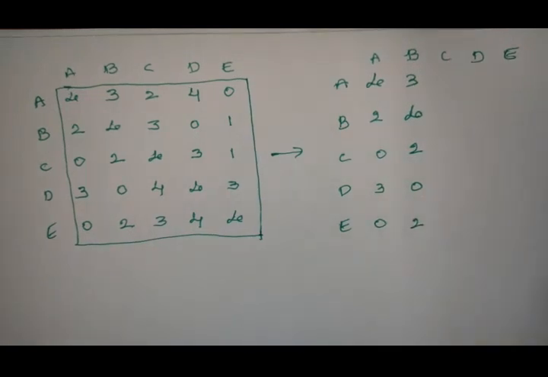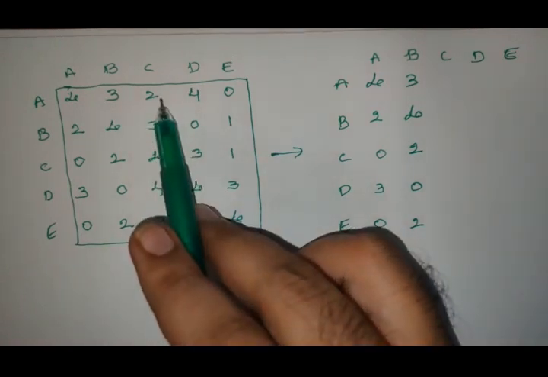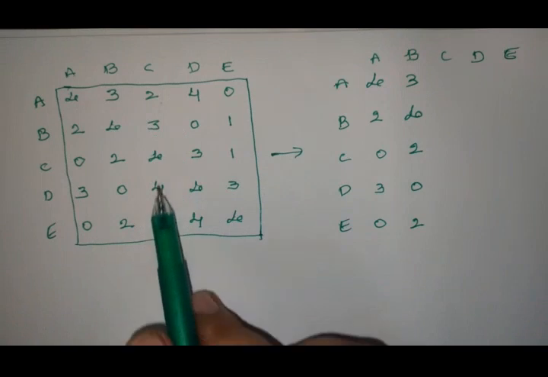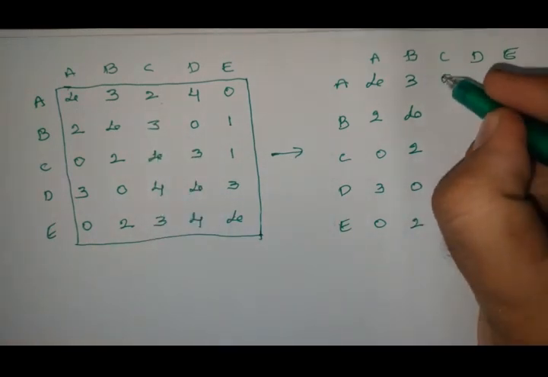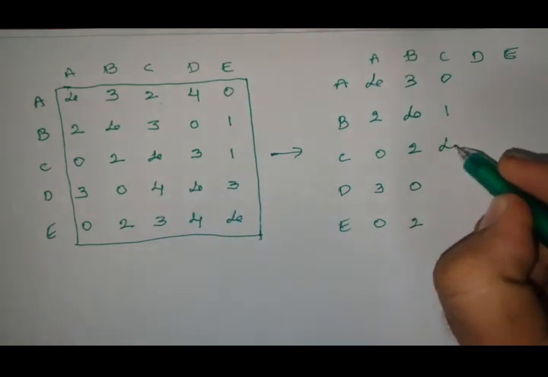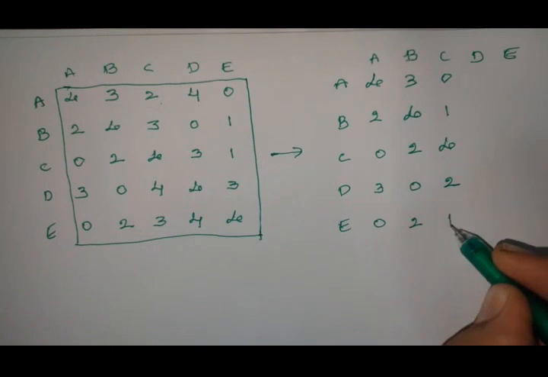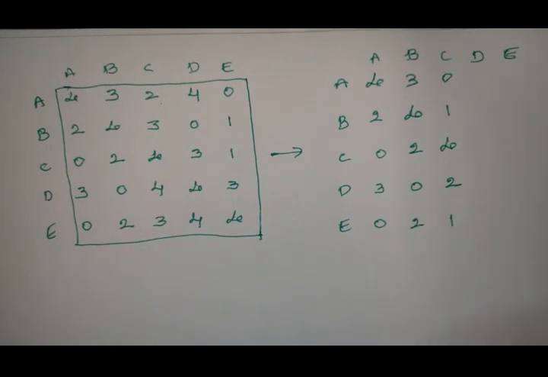Next, take the third column. In the third column the minimum value is 2. So subtract 2 from all the 5 values. 2 minus 2, 0, 3 minus 2, 1, infinity minus 2, infinity, 4 minus 2, 2, 3 minus 2 is 1. Next, take the fourth column.